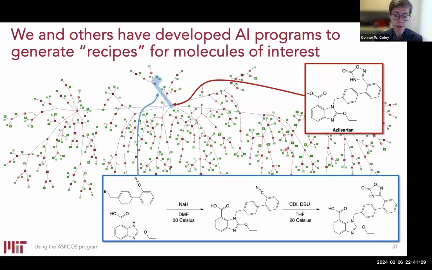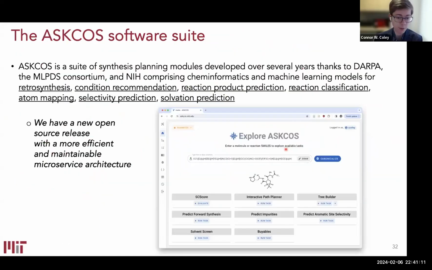So for those of you in this space that might benefit from such a tool, I should mention that ASCOS, the software that I mentioned in the previous slide that has been developed out of MIT for several years now, is open source. There's actually a brand new open source release on GitLab. It brings together a lot of different tools for retrosynthesis, condition prediction, product prediction, some tools for reaction classification and atom mapping. There's really a broad range of tasks that it can help with.